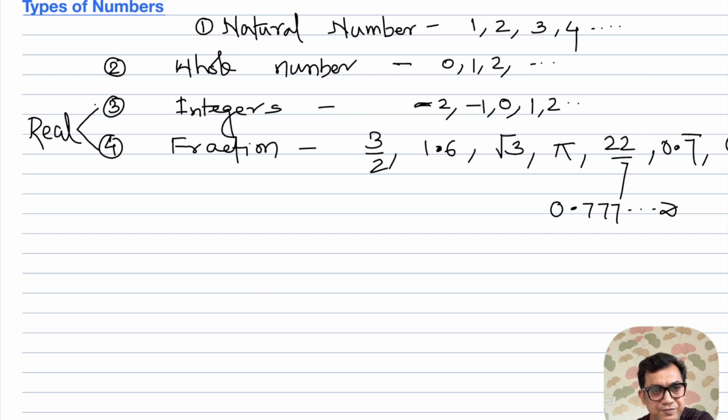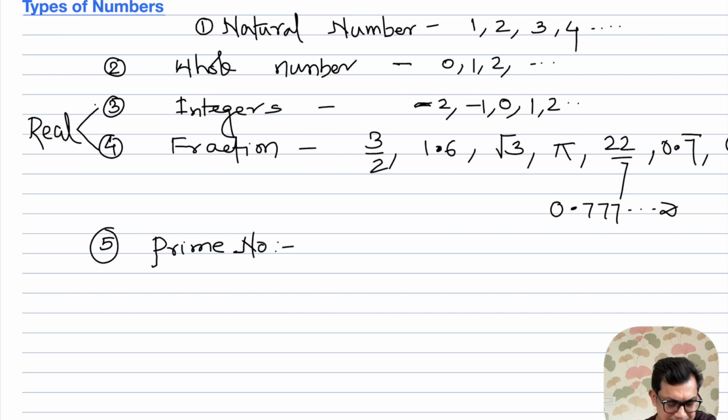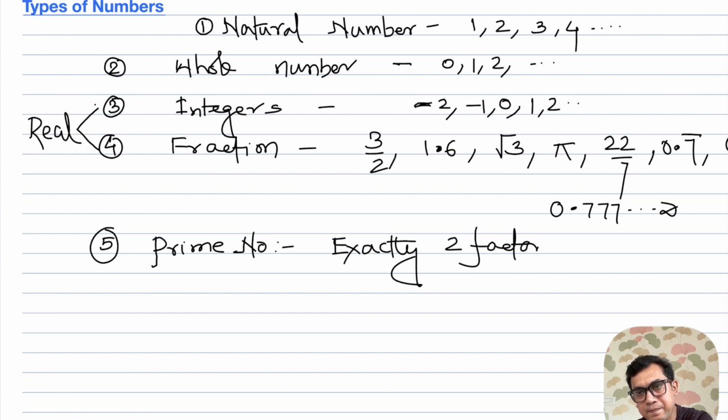Now, number fifth discussion, I prefer to take prime numbers. So the basic definition of a prime number is a number divisible by exactly two numbers, like 1 and itself. So I'll put it this way. If a number is divisible by exactly two numbers, that means prime numbers have exactly two factors. The numbers that have exactly two factors are called prime numbers, like 2, like 3, like 5, like 7.